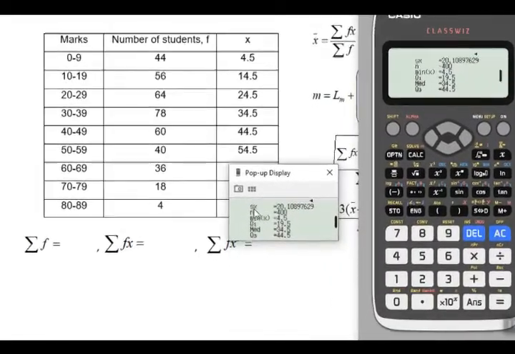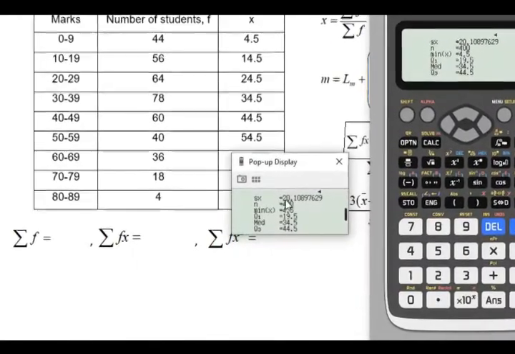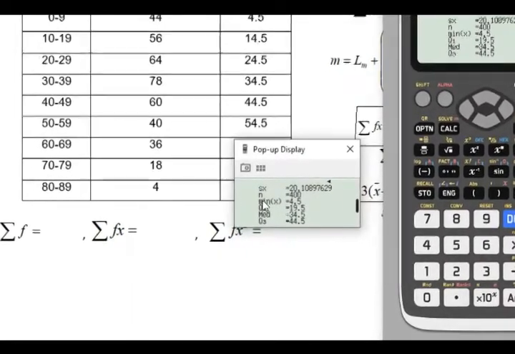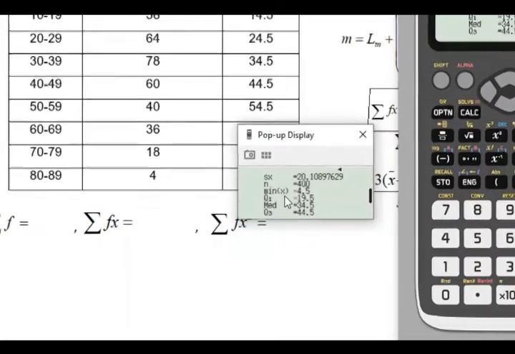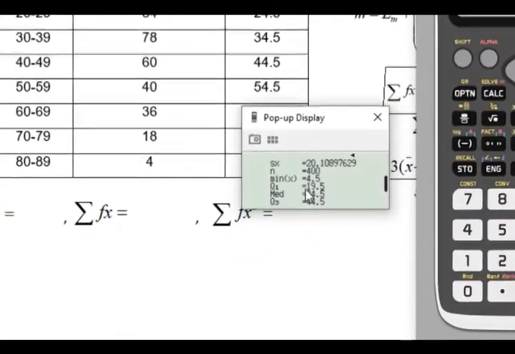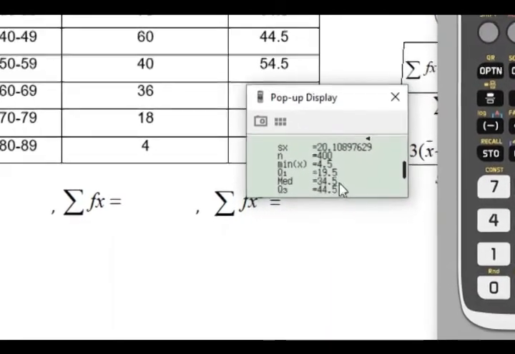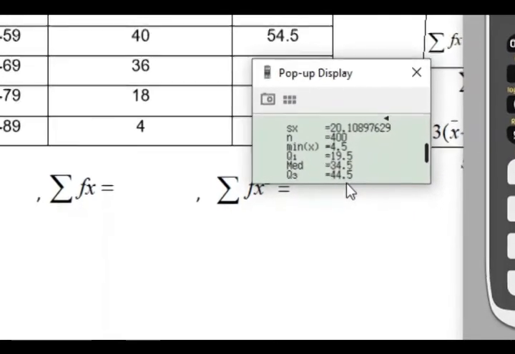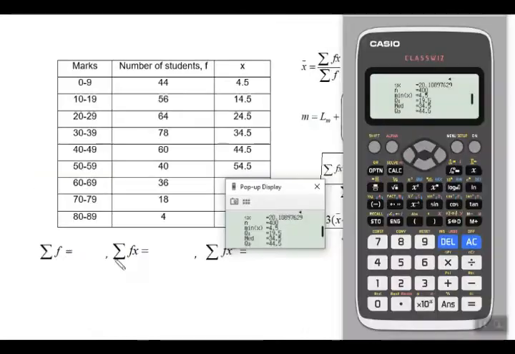To find the standard deviation, move down the key. The first row, sx, which refers to the standard deviation for the sample, is 20.109. The total number of students N equals 400. The minimum value for the midpoint is 4.5. Q1, the first quartile, is 19.5. Median, 34.5. And the third quartile equals 44.5. Now, jot down all the important results.